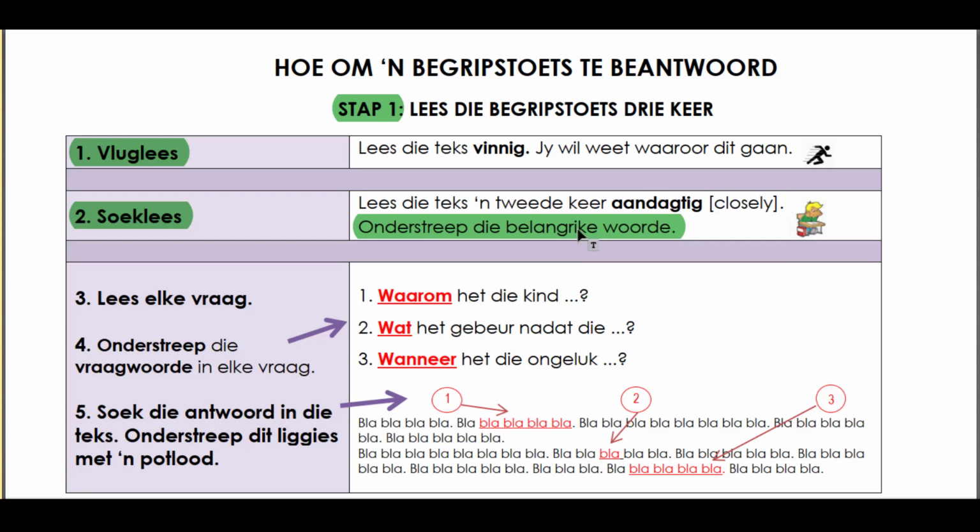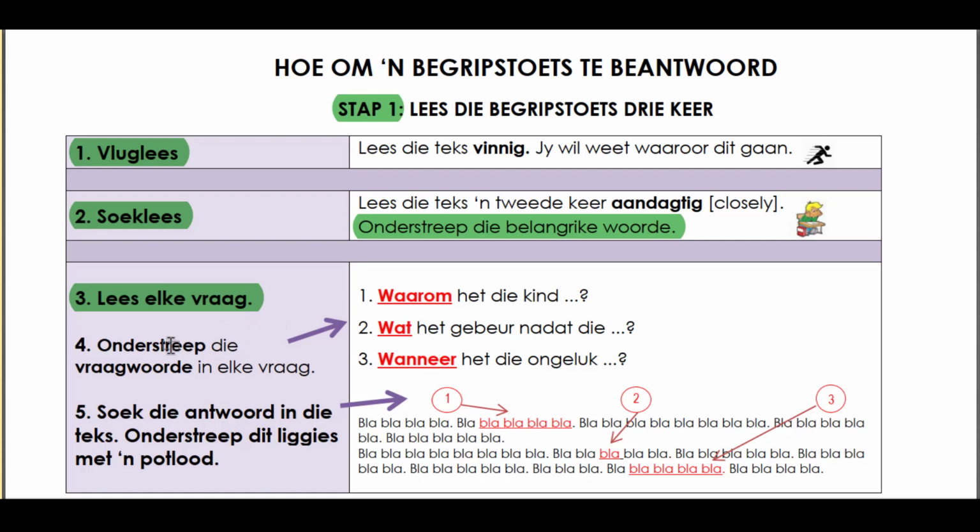Dan lees ons elke vraag. So next we read the questions. And can you see there are 2 steps that you needed to follow before you actually get to the questions. So, eerstens vlug lees ons, dan soek lees ons, en dan lees ons elke vraag. Okay. En hier wil ons weer vraagwoorde onderstreep, sodat ons weet wat die vraag soek.